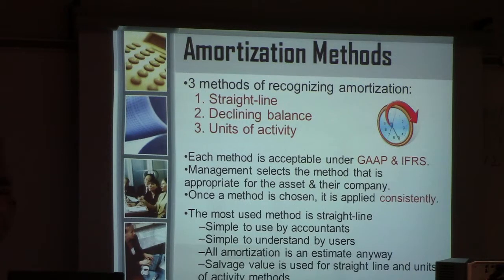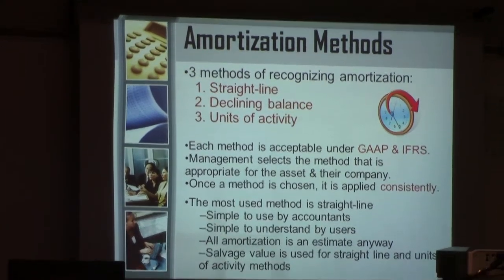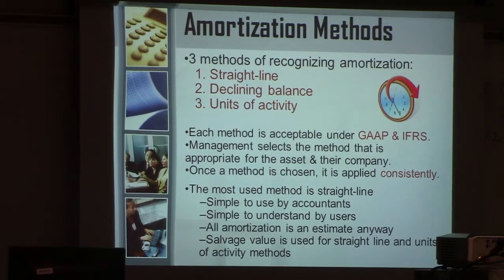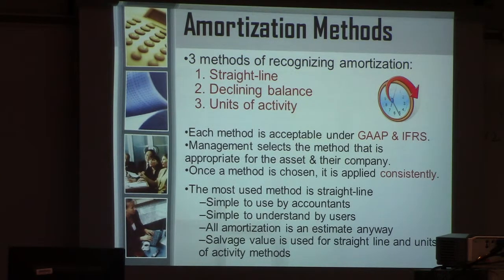So how do you amortize an asset? Some of you may be aware of one or two of these methods. We're going to talk about three methods. There are three methods listed on this slide: straight line, declining balance, and units of activity. Each method is acceptable under GAAP, under the old GAAP and under the new GAAP, and management must decide which method to use. The most used method, however, is straight line, for simple reasons.